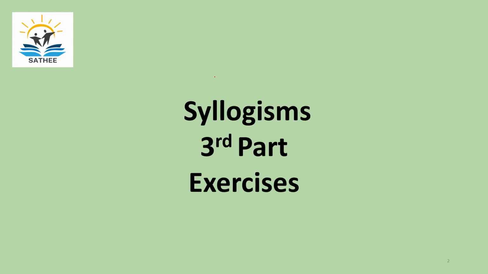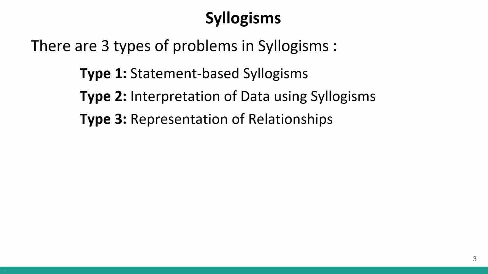In today's lecture, we will discuss some exercise questions from syllogisms. So let us begin. In the previous lectures, we discussed that there are three types of problems that can come in syllogisms in your competitive exam. Type 1 was statement-based syllogisms. Statement-based syllogisms means that there are certain statements, correct? Statements can be one or two or three, and there are certain conclusions. And we have to tell whether these conclusions are true or not, so whether these conclusions follow or not. These are your statement-based syllogisms.